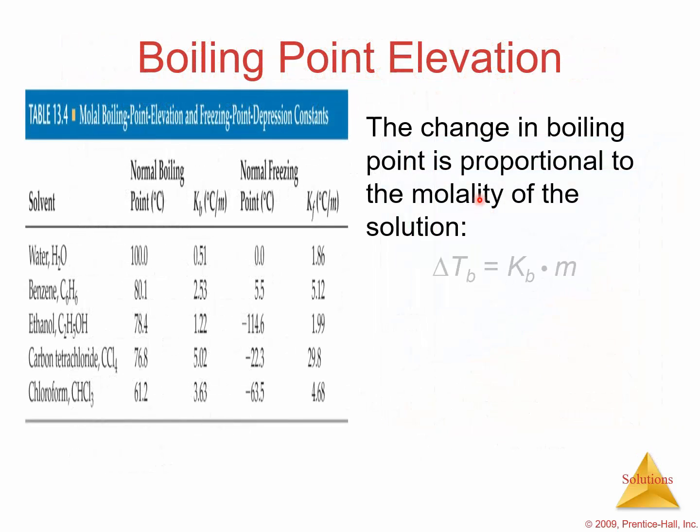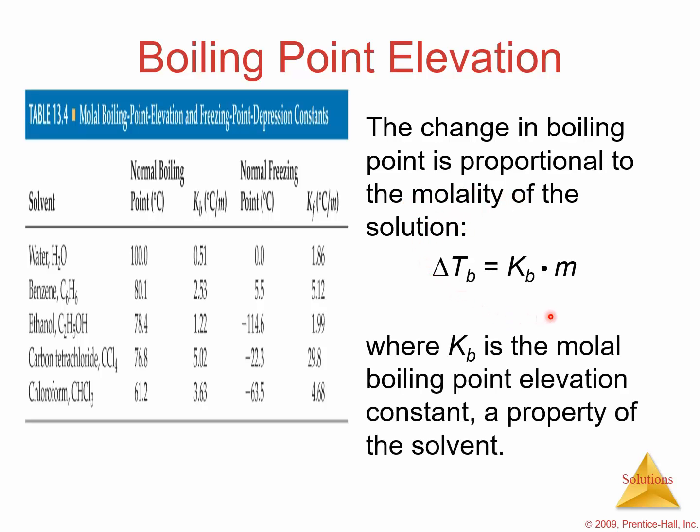So the change in boiling point is proportional to the molality of the solution. So delta Tb equals Kb times molality, where Kb is called the molal boiling point elevation constant, which depends only on the solvent. Here we have some typical values for several common solvents. For example, for water, Kb is 0.51 degrees centigrade per molal. Therefore, a 1 molal aqueous solution of sucrose will boil 0.51 degrees centigrade higher than pure water.